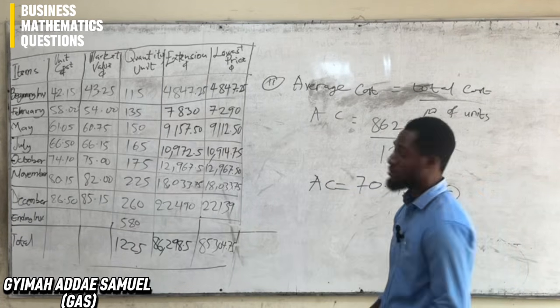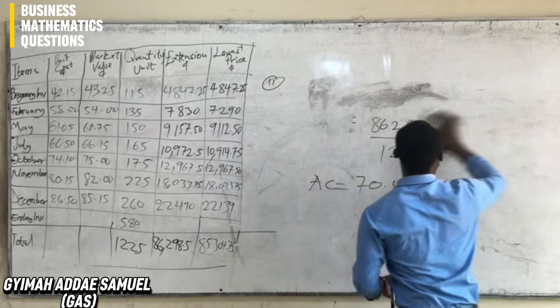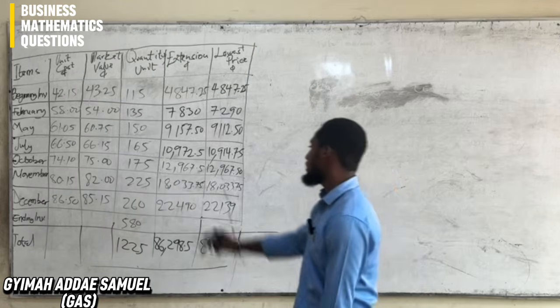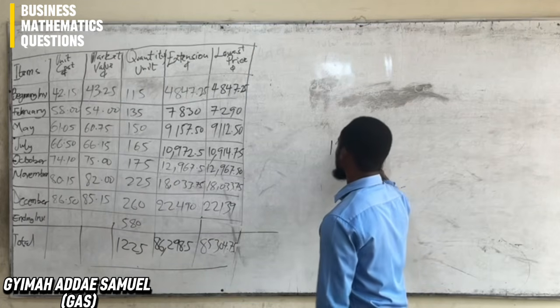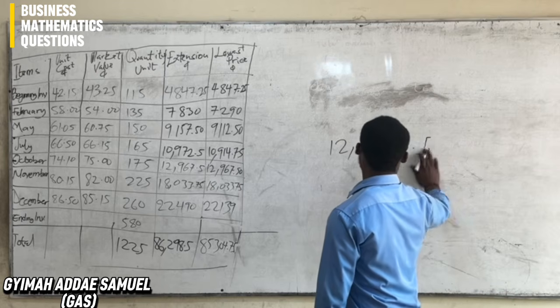We proceed to question 12. It says, what is the extension for the month of October? And the extension for the month of October is already in the table to be 12,967.5.